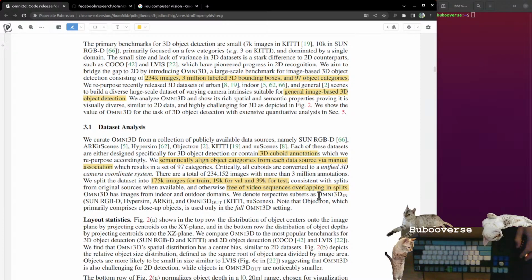Okay, here we have the definition of what Omni3D in and Omni3D out are. Omni3D indoor is going to be your kind of indoor data sets, ARKit, SunRGBD. Omni3D out is going to be Kitty, which is going to be your kind of autonomous vehicle data sets.